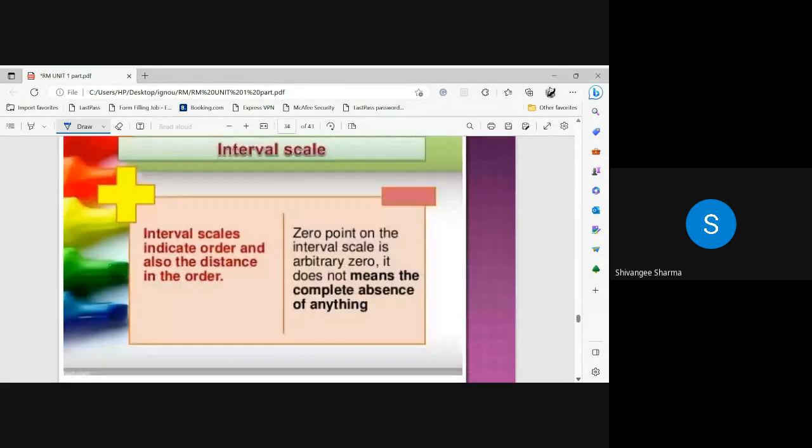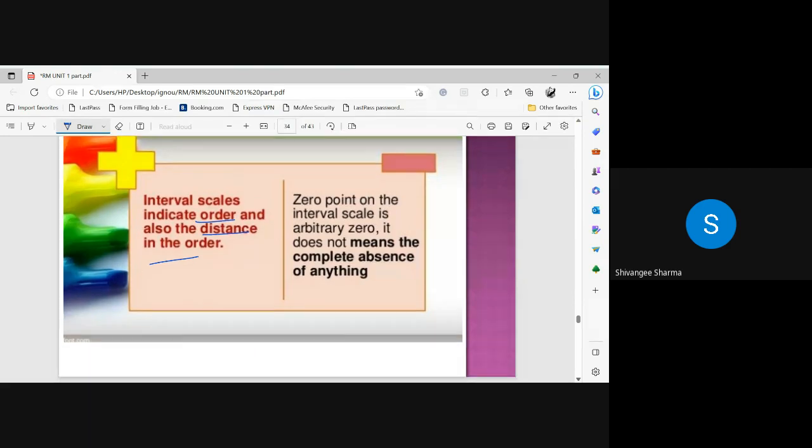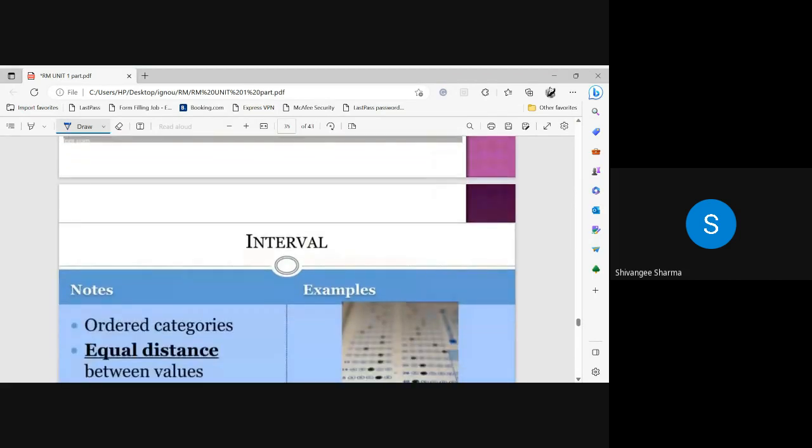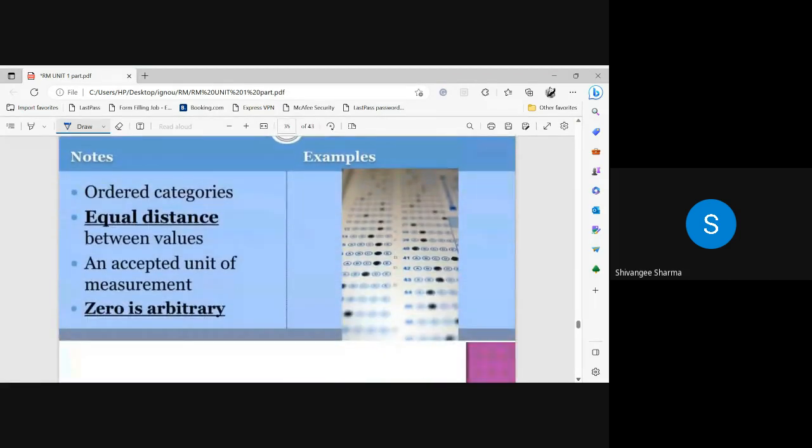Next comes interval scales. Interval scales indicate order and also the distance in the order. Those orders must be at the same distance, then that is called an interval scale. Let's see some examples. Like equal distance between values. 0 is arbitrary in this also.